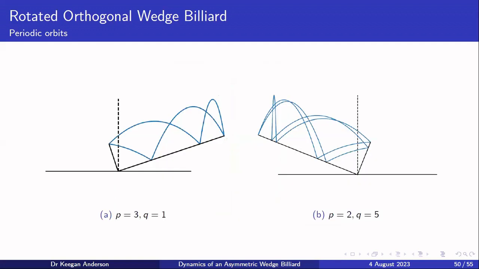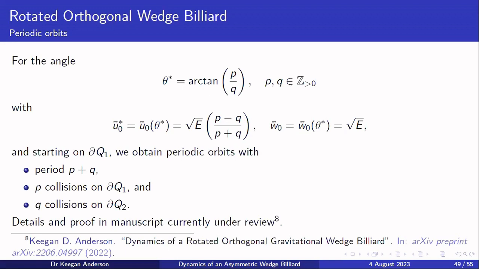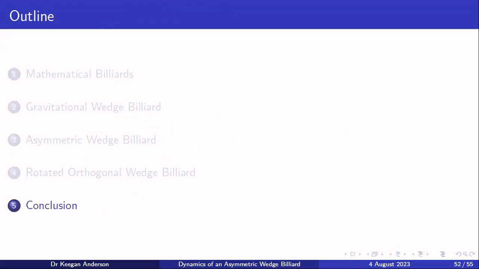So as long as your wedge angle theta is arctan of P over Q, that ratio, and P and Q are integers, of course Q can't be 0, and with your initial conditions for the particle's momentum being related to this, then you obtain periodic orbits. For me personally, that is the strongest result out of all the analysis I did. Right.